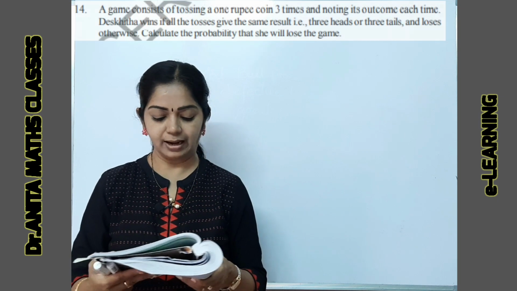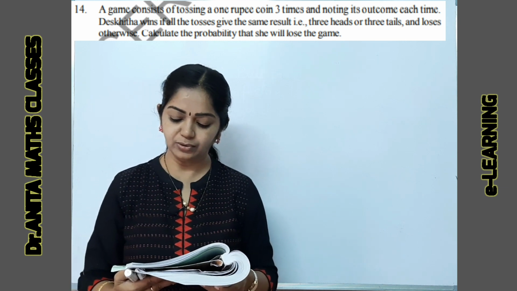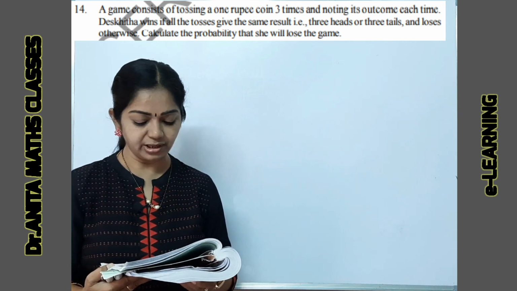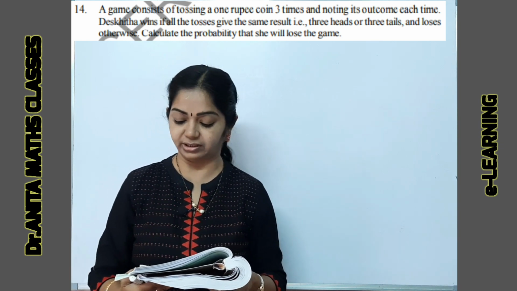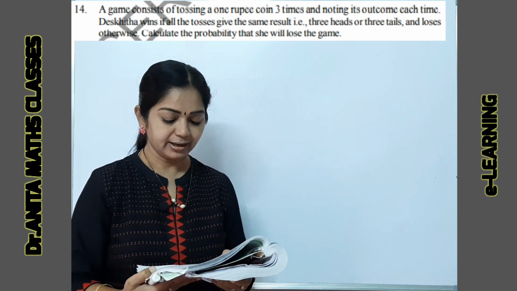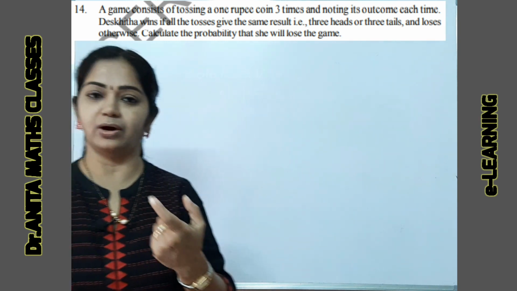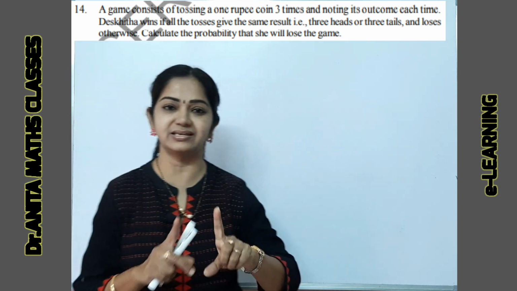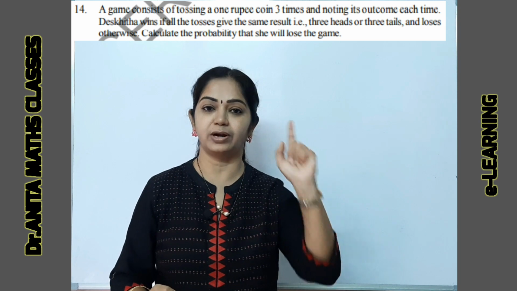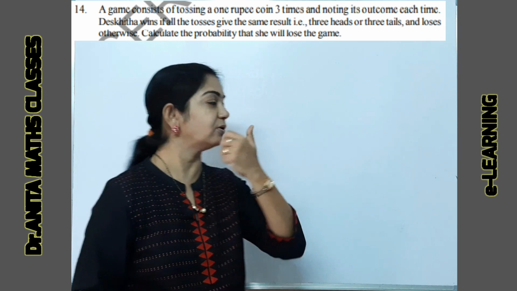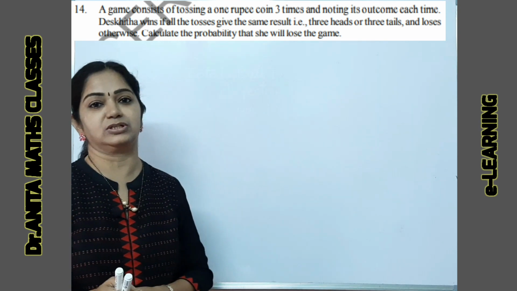14th problem. I'll read out. A game consists of tossing a 1 rupee coin 3 times and noting its outcome each time. Deekshita wins if all the tosses give the same result, that is 3 heads or 3 tails, and loses otherwise. Calculate the probability that she will lose the game. Now here a 1 rupee coin is being tossed 3 times. That is the experiment. So the possible outcomes, whether they get tails or heads, we have to first list out.